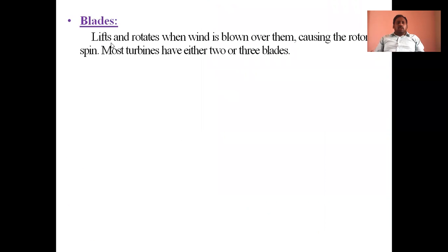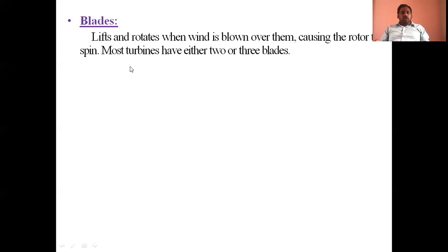That's why, to lift and rotate, the wind is blown over them, causing the rotor to spin. Most turbines have either 2 or 3 blades. Why? Because if we use fewer blades, inertia is less, so finally speed is more. When speed is more, the power generated from the system can also be more here.